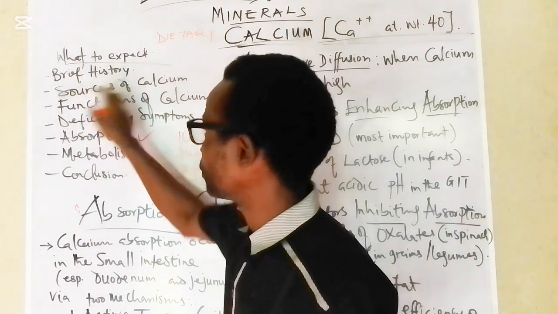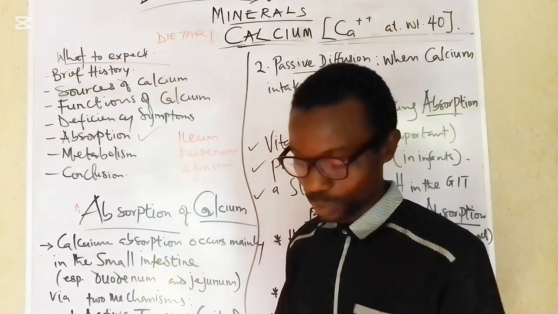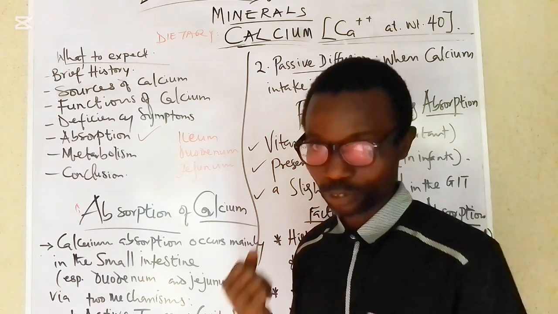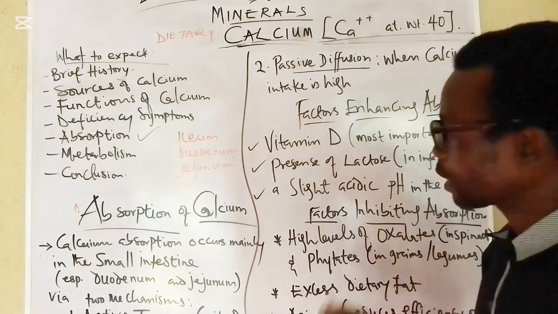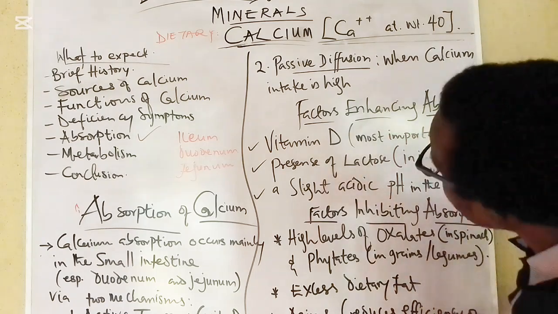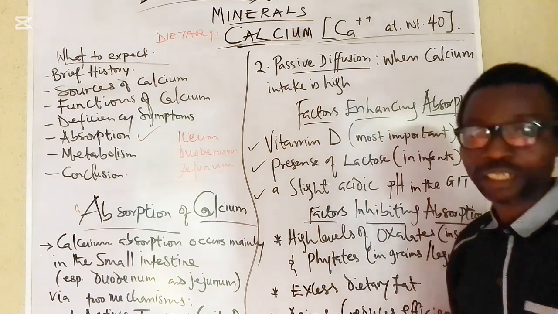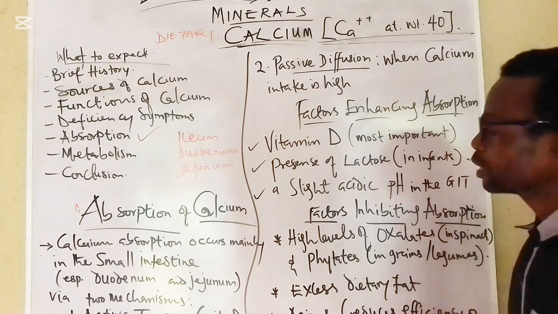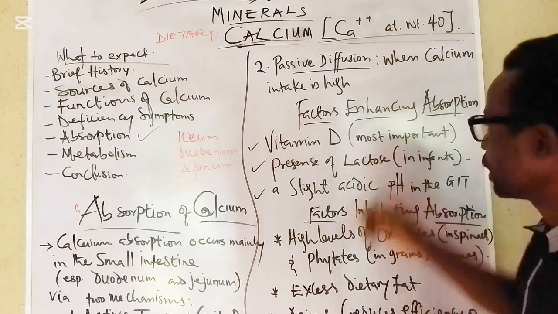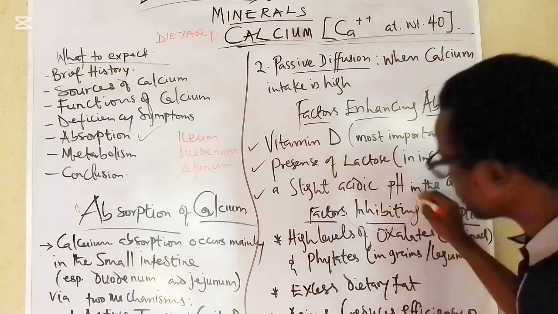Now why are we talking about absorption? Absorption is linked to consumption. When something is consumed, it is expected to go through digestion, and after digestion is absorption, when it's absorbed into the parts of the body where it's going to be useful. Passive diffusion occurs when calcium is in high intake. Now there are factors that help absorption, and factors that inhibit absorption.